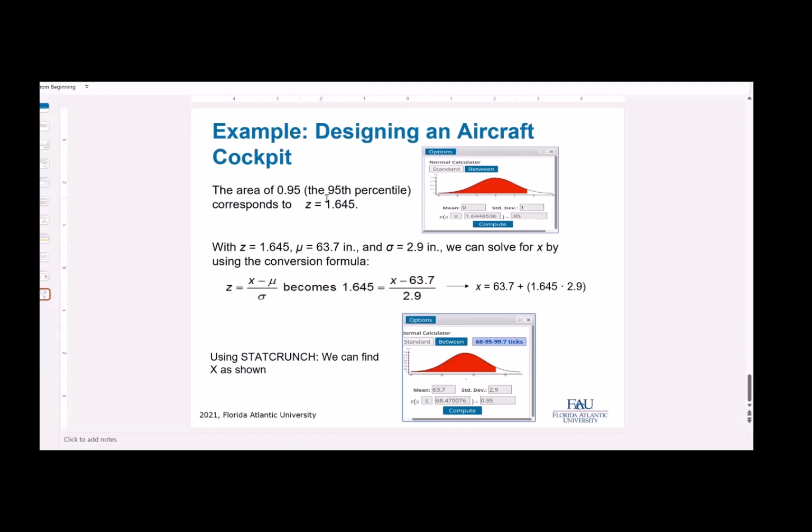The area of 0.95, that's what I put over here on the right side, corresponds to a z-score of 1.645. That's if I leave the mean to be 0 and the standard deviation to be 1. Then I could use my formula, put in all the values, and I would end up with x equals this value, which equals 68.4705, which is pretty close. This is a little different than the value that we got here, but close enough. We found x using StatCrunch, or we can find x using that formula.